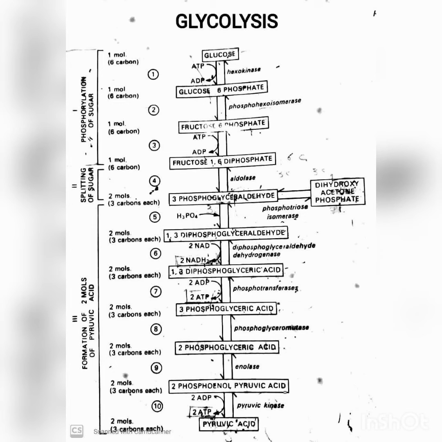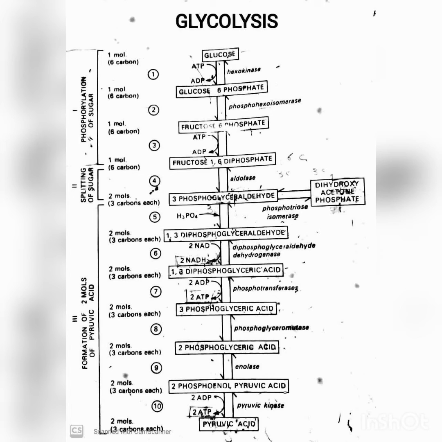Now, the second stage, splitting or cleavage of fructose 1,6-diphosphate. Fructose 1,6-diphosphate formed at step 3 in stage 1 now splits into two molecules of 3 carbon compounds, 3-phosphoglyceraldehyde and dihydroxyacetone phosphate with the help of enzyme aldolase.